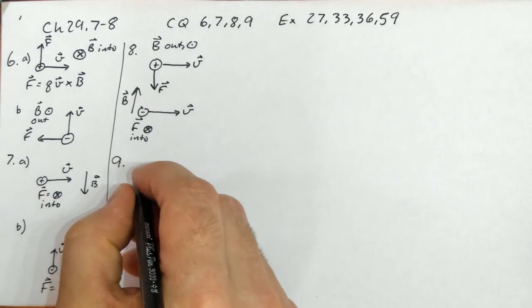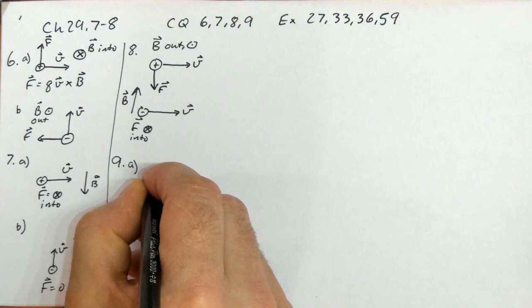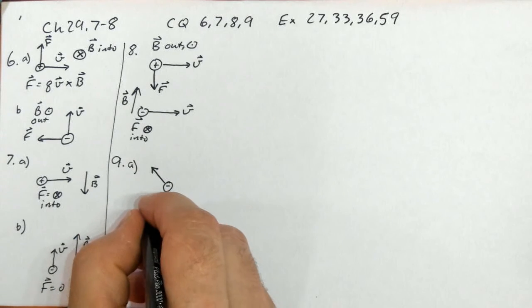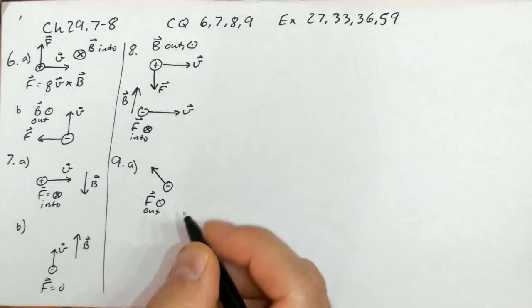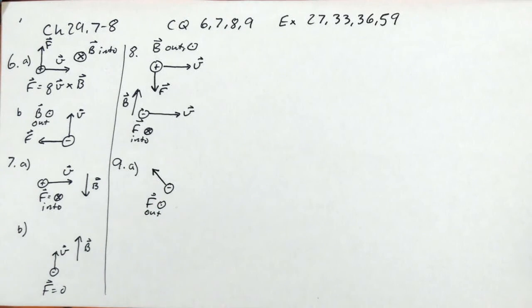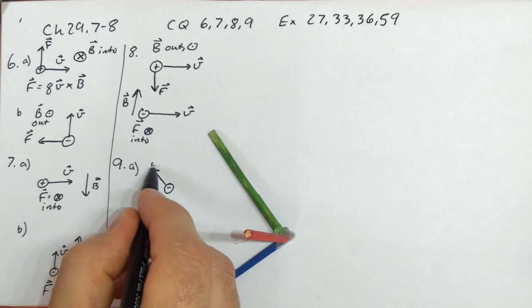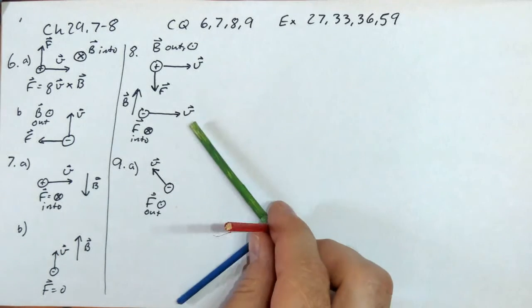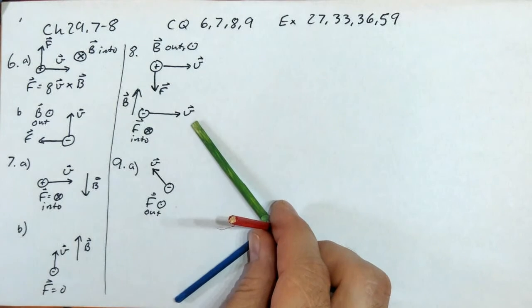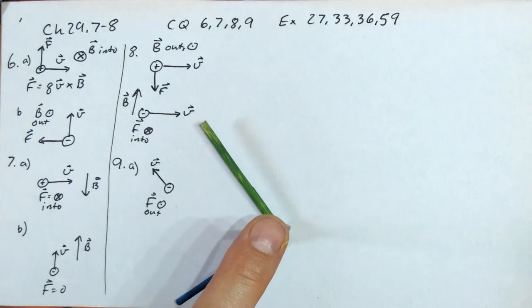9. We have a negative charge that's flying this way, and F is out of the page. What is the direction of the magnetic field that would cause that force? Okay, so we have our green velocity, and our force is out of the page. So it's like this. This force is out at you.